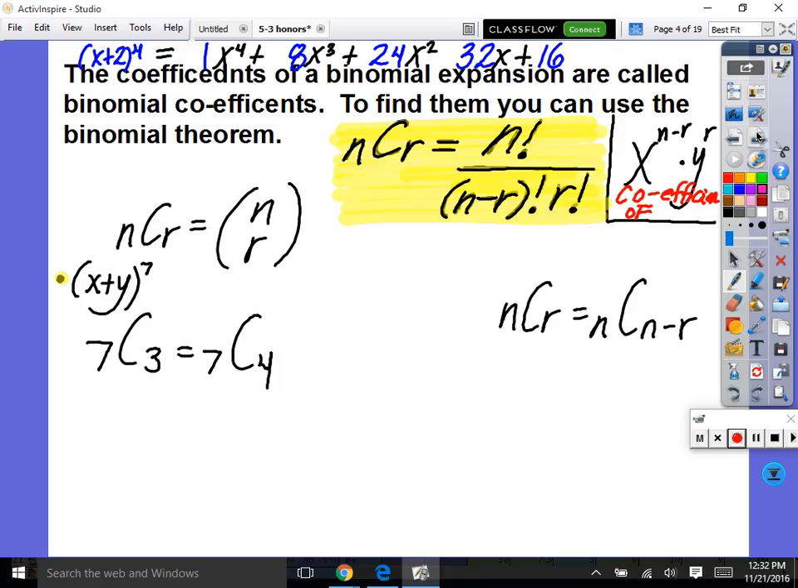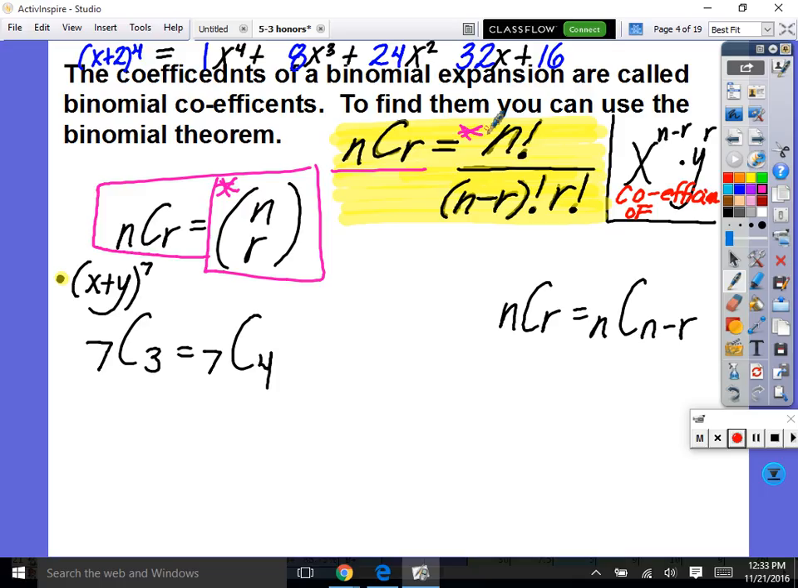Okay, now some notation. You could see it written as nCr, or you could see it written like this. So they're equal. They're just written differently. So this means the same thing as this. So if you see this, you'll use this formula. They just mean the same thing, it's just written out differently. So that was what that was.